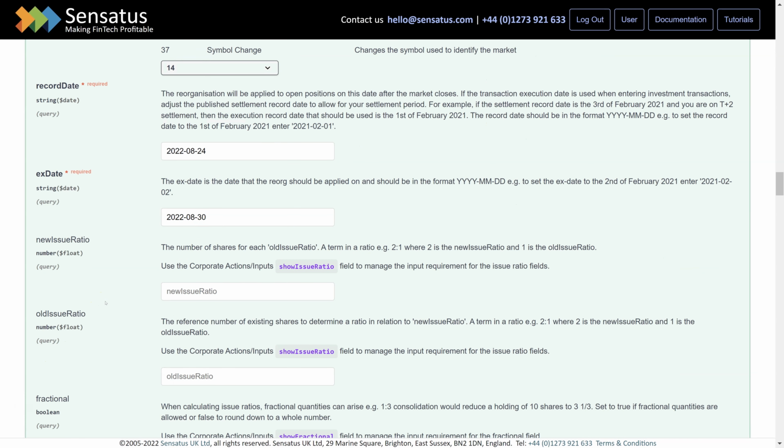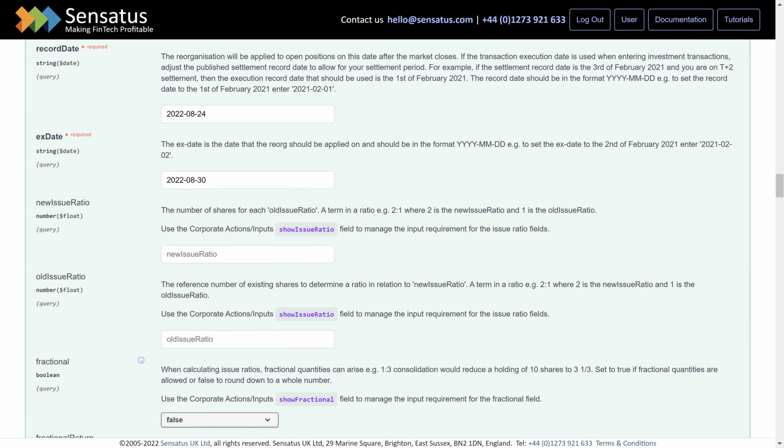Assuming the date used when entering investment transactions is the execution date and not the settlement date, and allowing for T+2 settlement, set the execution record date to the 24th of August 2022. Set the ex-date to the 30th of August 2022, or the date that your clearer issued the payment.